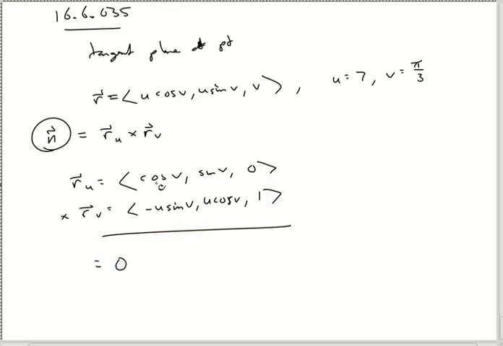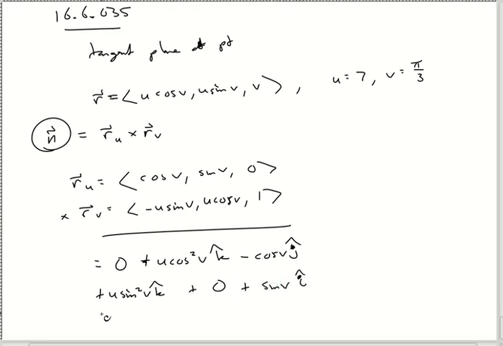So always start with the i, j, k. Cosine and cosine will make a u cosine squared v k, and then anything times 1 is itself, cosine v, and that would be a negative j position. And I put the negative on the front already. Here, again, that's a negative k. Two negatives make a positive, so u sine squared v k, always a 0 in the middle, and then times 1, this is a positive i position, so sine v i.